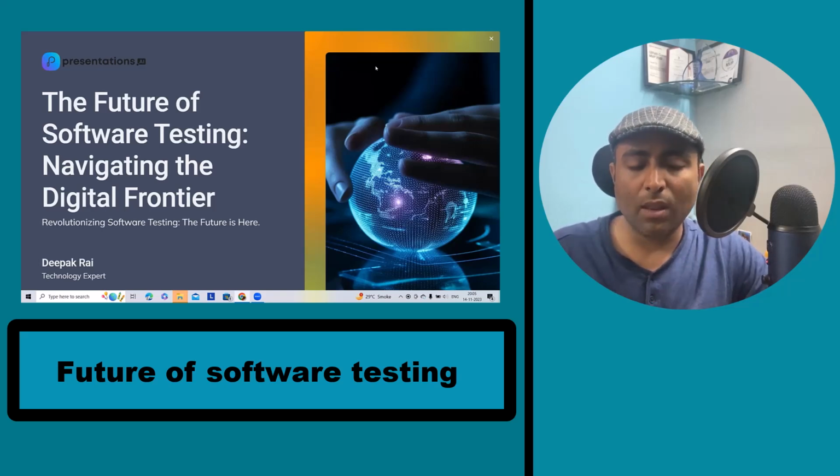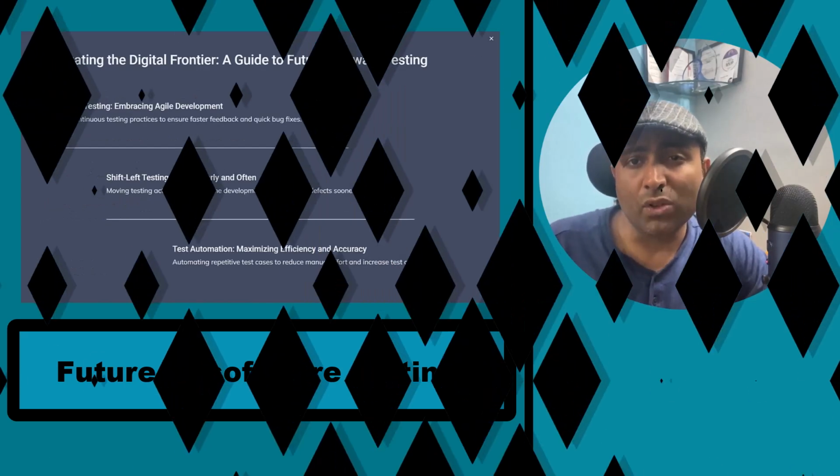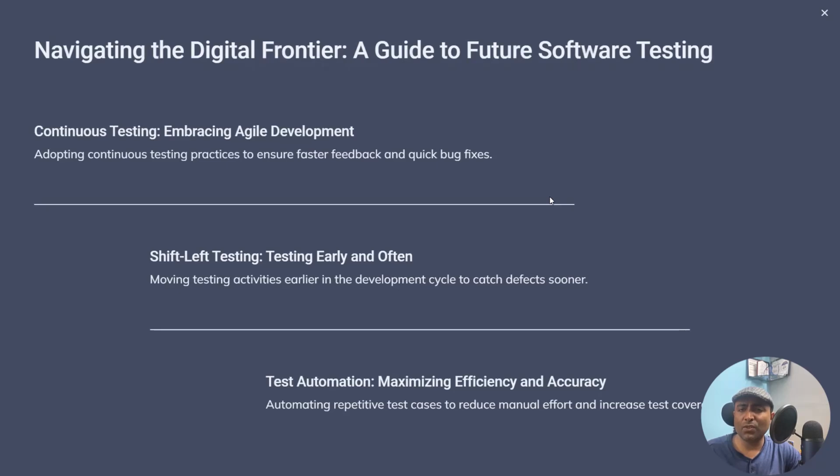Contents in future. Now, what is the digital frontier? A guide for future software testing. So the first topic is continuous testing, which is embracing agile development. Adopting continuous testing practice ensures faster feedback and quick bug fixes.